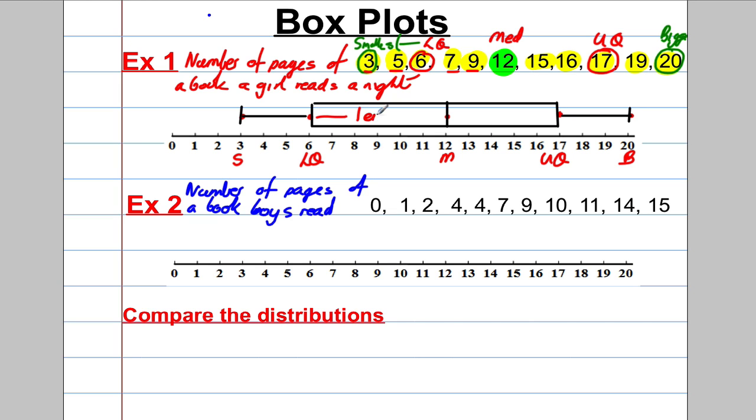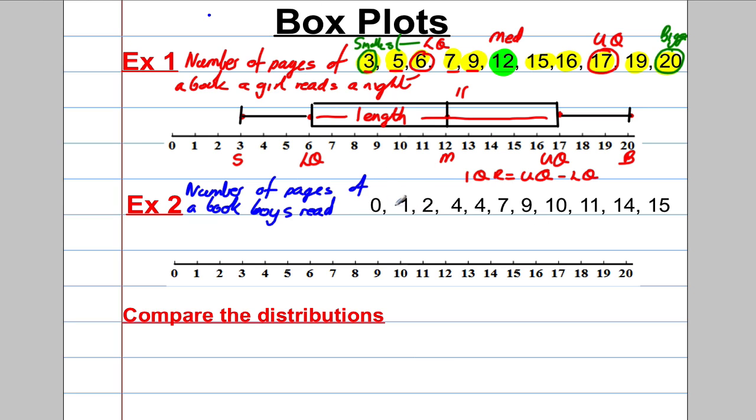And something really important to notice is the length of that whole box is the upper quartile take away the lower quartile, which we call the interquartile range, which you will have seen in video 25. So the length of the box is the same as the interquartile range. The length of this box from 6 to 17 is 11, so the interquartile range is clearly 11. So that's that one. Let's draw the same thing with the boys.